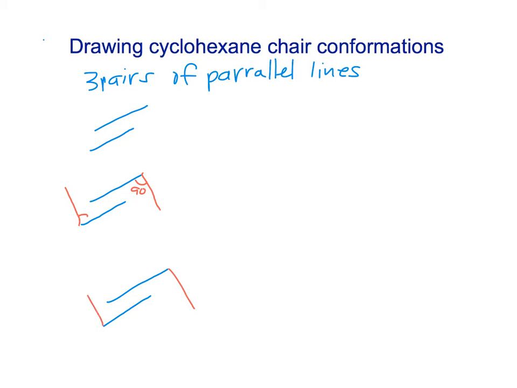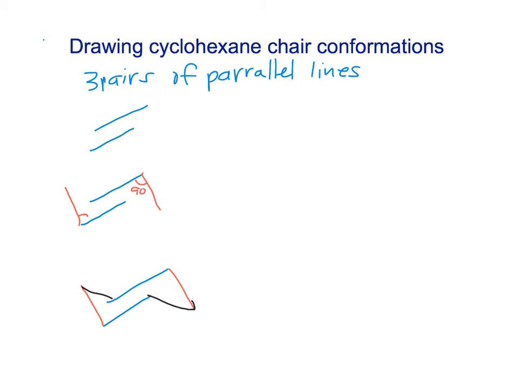And the third set of parallel lines are going to connect the rest of the structure. So here's the ones we've already drawn. The last ones are going to connect here and here. So notice that the red lines are parallel to one another, the blue lines are parallel to one another, and the black lines are parallel to one another.